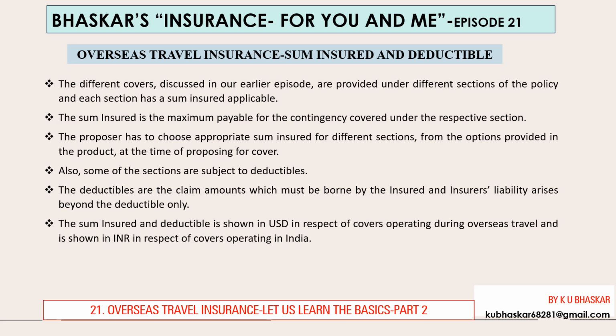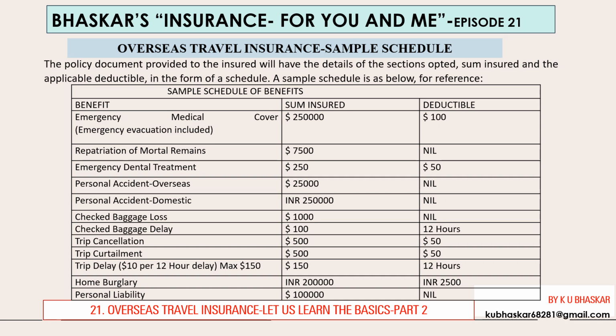The policy document provided to the insured will have the details of all the sections opted, the sum insured chosen for each section, and the applicable deductible in the form of a schedule. A sample schedule is shown here for reference. I have shown very few sample covers here, for example, the emergency medical cover, repatriation of mortal remains, emergency dental treatment, etc. So you can find that benefits are listed. The sum insured applicable for each benefit is listed. Similarly, the deductibles are listed.